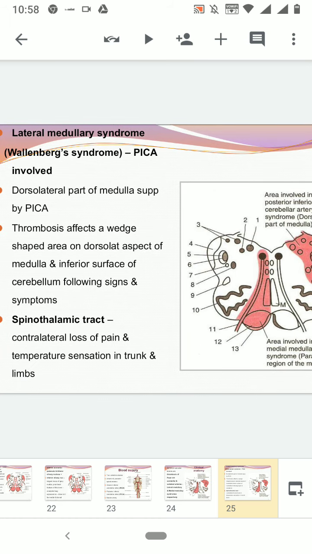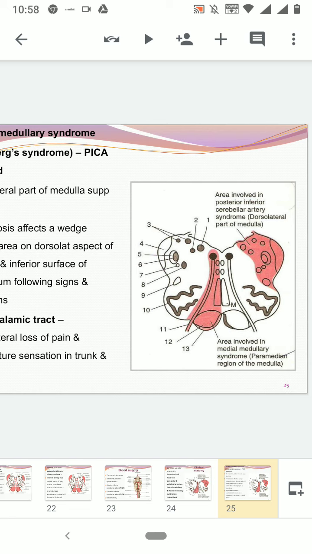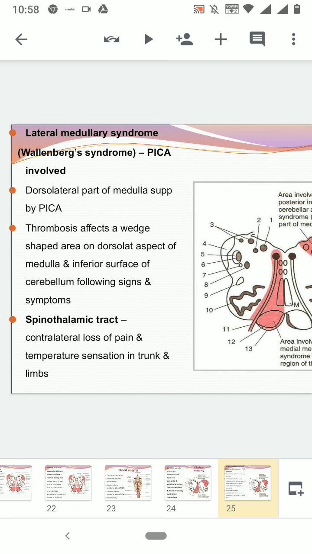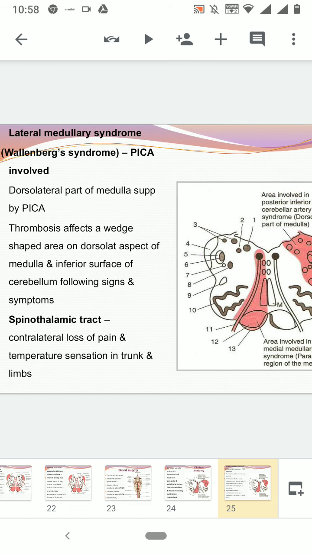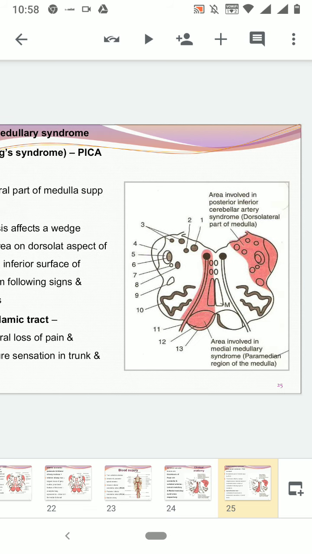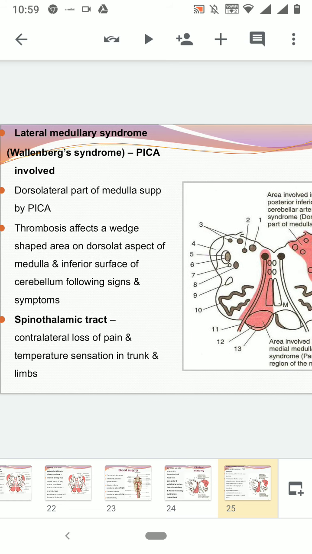It is very important. Remember that it is not in the median part, it is affecting the lateral part. It is written here very nicely, that the area involved in the PICA syndrome is the dorsolateral part of the medulla oblongata. Now remember, what are the nuclei in the dorsolateral part? Thrombosis affects a wedge-shaped area on the dorsolateral part, and remember that over here we have the inferior cerebellar peduncle, which connects the cerebellum with the medulla oblongata. So even the inferior cerebellar peduncle will get affected.